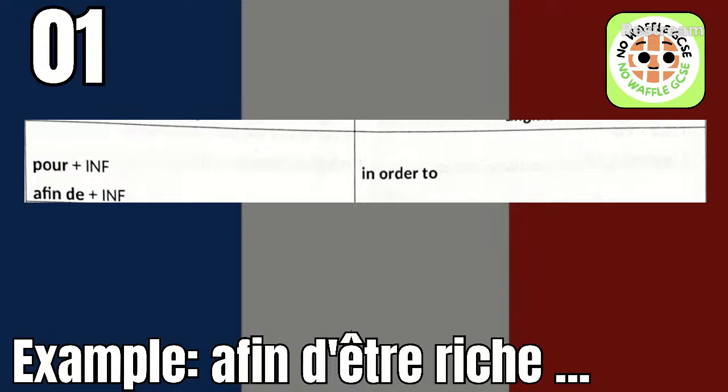So afin de, or pour plus infinitive. Any structure which contains an infinitive in it is considered a high-level structure in the GCSE French spec or in the examiner's report. It just means in order to. So instead of just using the present tense, that is another way to improve that.